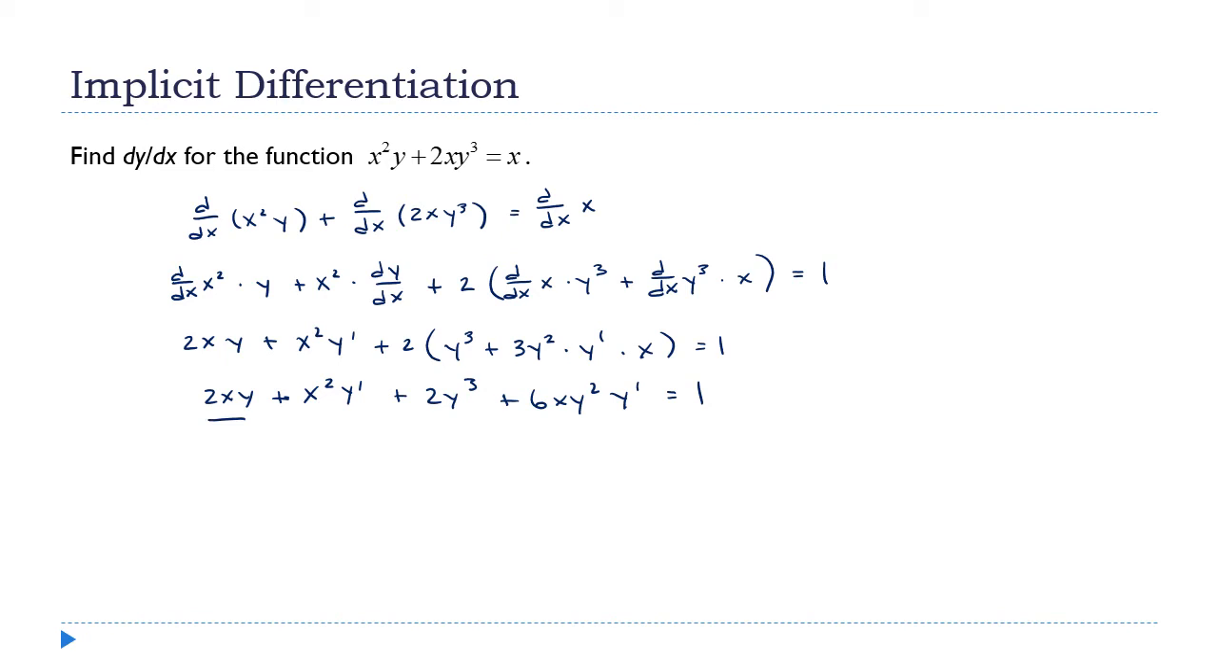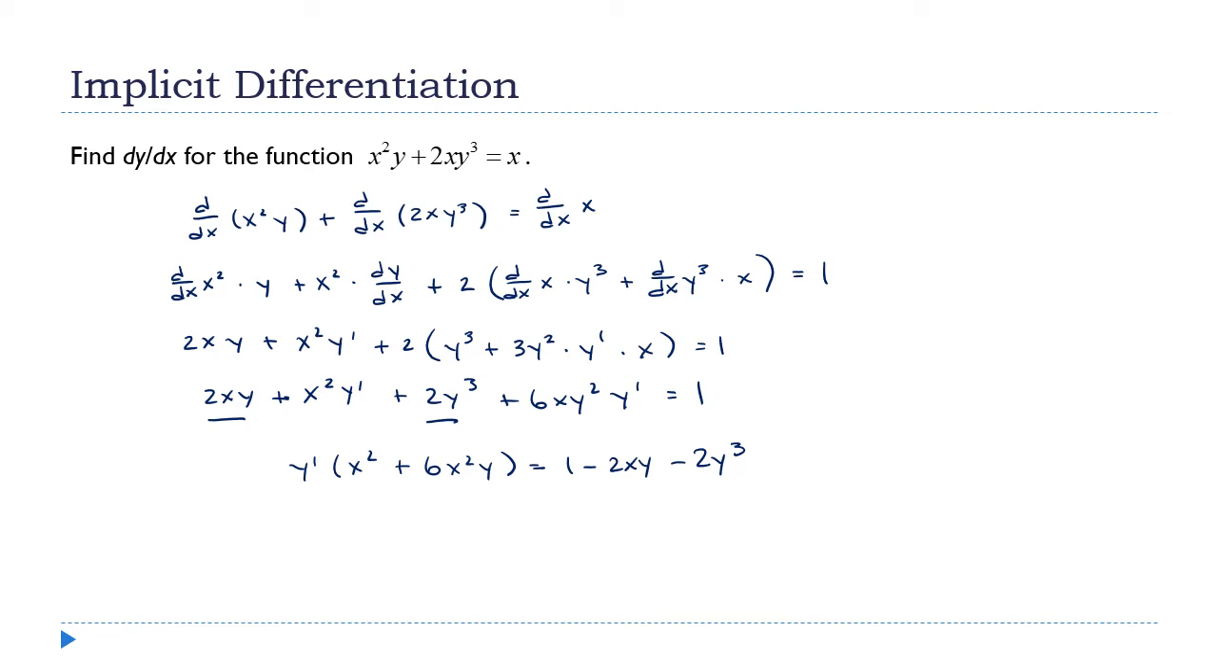I'm going to take everything that doesn't have a prime and move it from the left to the right. So this is 1 minus 2xy minus 2y cubed. And on the left side, let's factor out that y prime. Y prime times x squared plus 6x squared y.